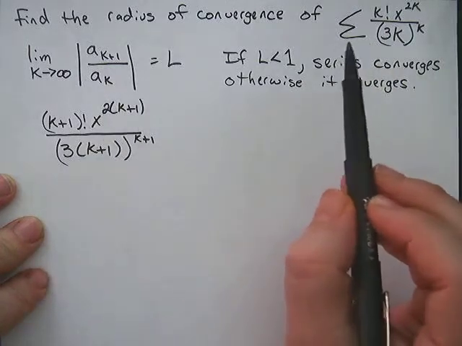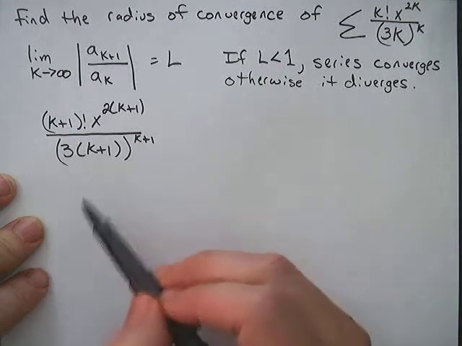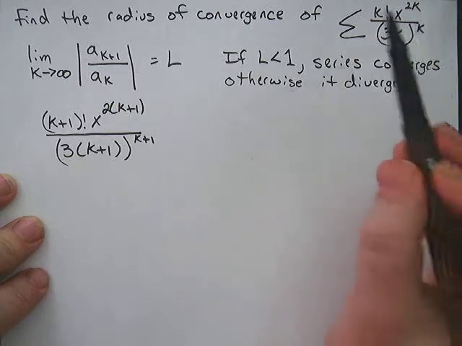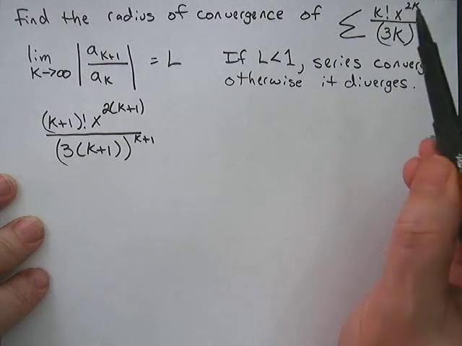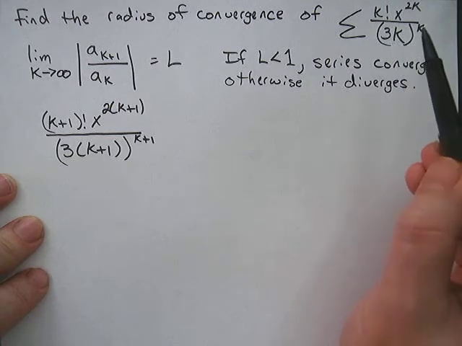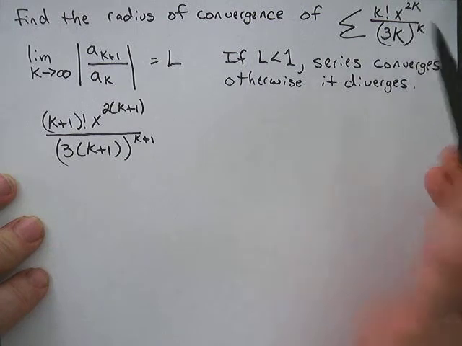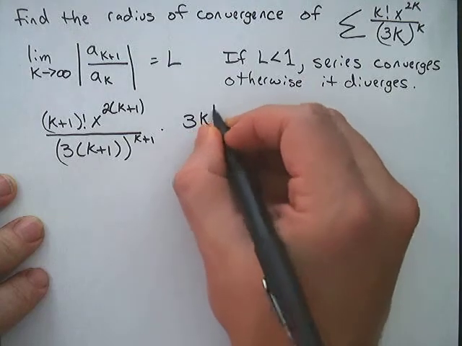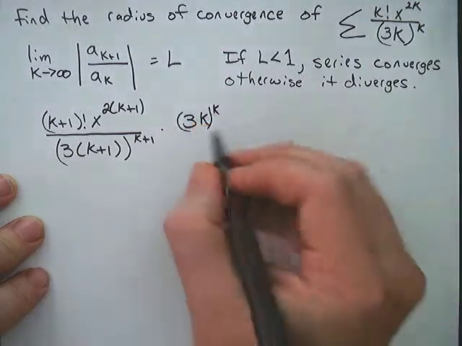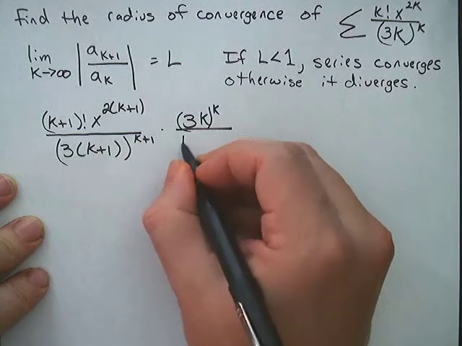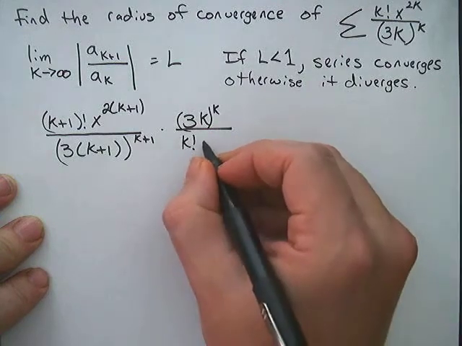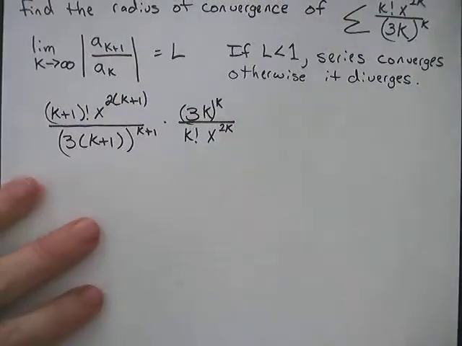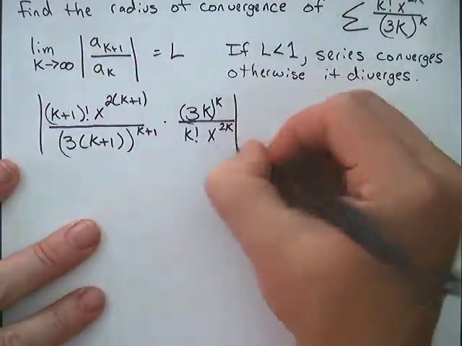but I'm going to save a step by saying, if I'm dividing by another fraction here, then I can flip the fraction and multiply. So I'm going to write this exactly, except I'm going to flip it upside down. The 3k to the k is going to go on top, k factorial times x to the 2k is going to go on bottom. So times 3k to the k divided by k factorial times x to the 2k. Let me put that around absolute values.